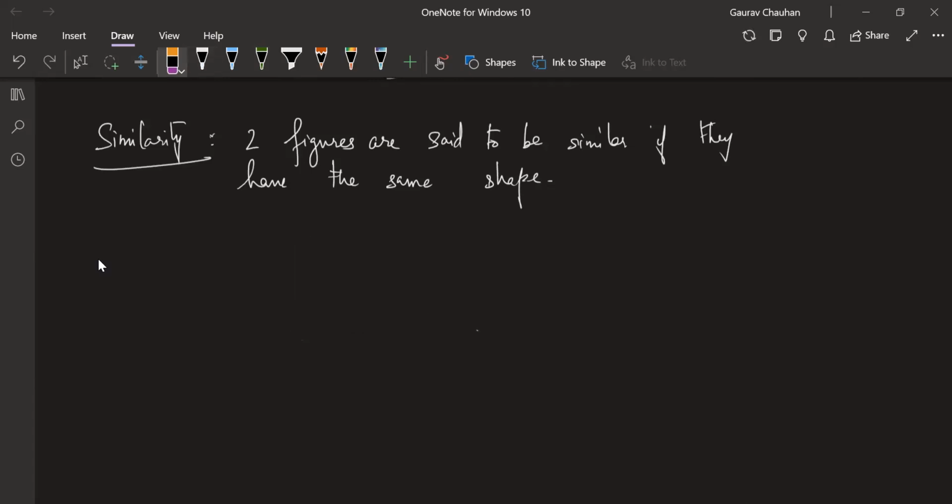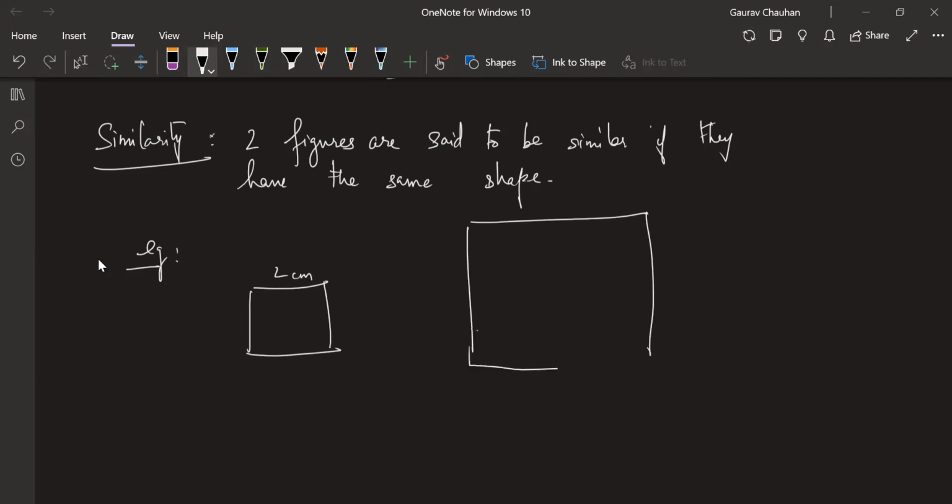Let me give you some examples to make it a little bit clearer. For example, just think about any two squares. Let's take the first square having sides 2 centimeter, and let the other square have sides 5 centimeter. Now, what I can say is that these squares have the same shape. They look similar. They have the same shape, but they don't really have the same size. But what we can say is the square ABCD and square EFGH are similar.